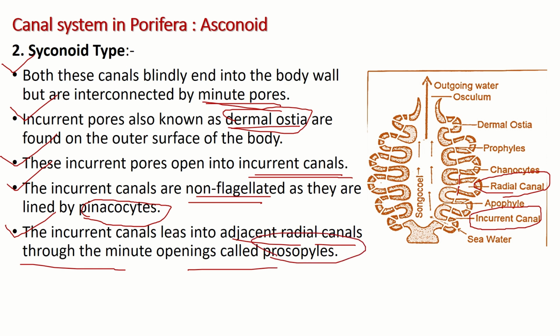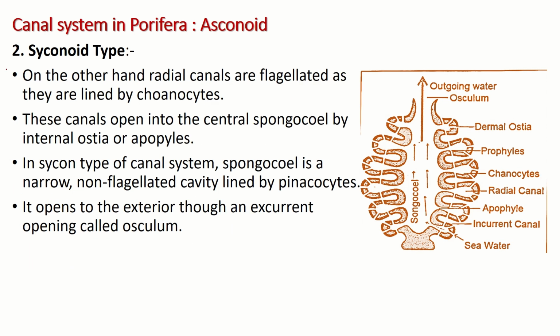Prosopyles are minute openings, and they are very useful for the maintenance of water current. On the other hand, radial canals are flagellated as they are lined by choanocytes. These choanocytes are flagellated cells. So radial canals are flagellated as they are lined by choanocytes.